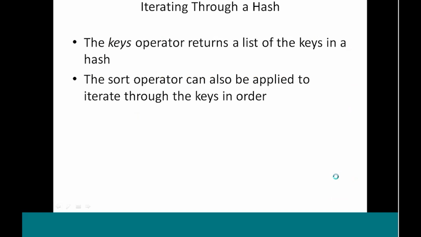So now we want to iterate through the hash. Actually, there are two functions again to do this. The first one is the keys operator. This keys operator will iterate through all the keys. The other one we will learn a little bit later. Then also the sort operator is another one which can be applied to iterate through the keys in order. So let's see how we can use it.